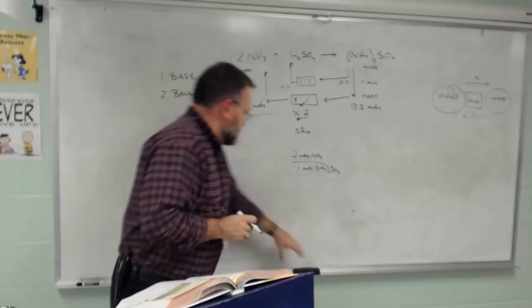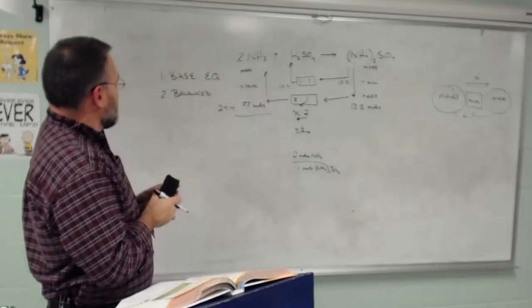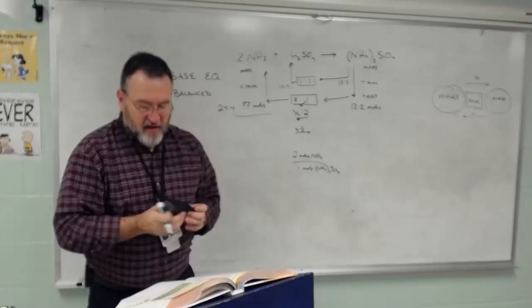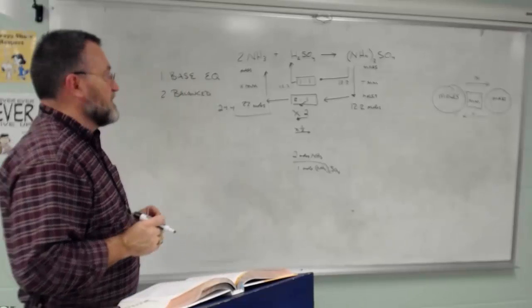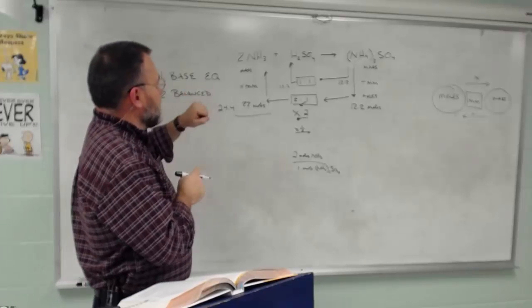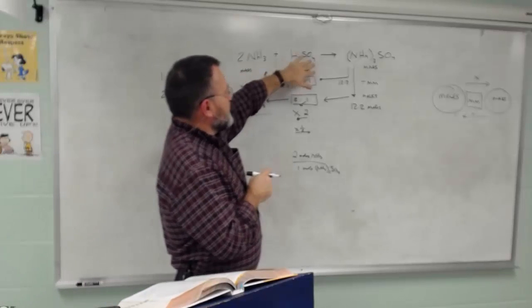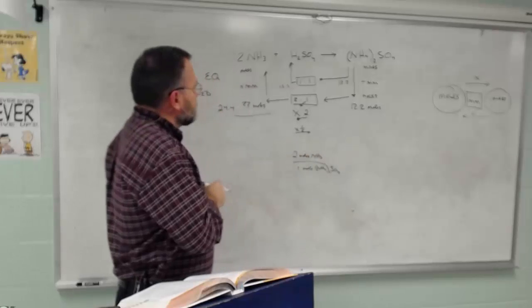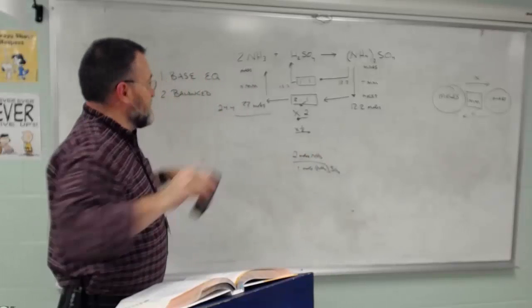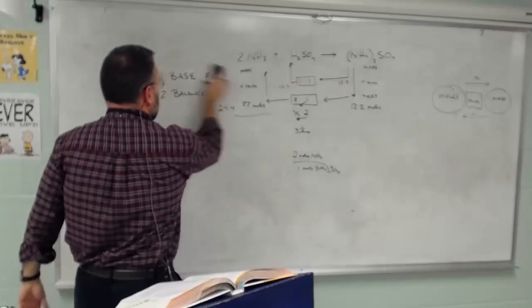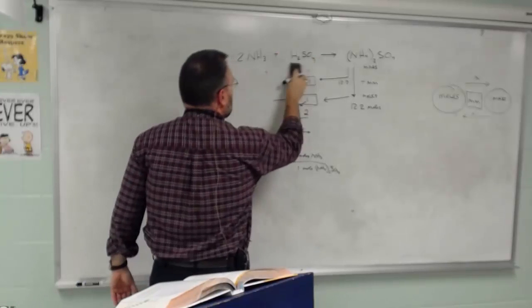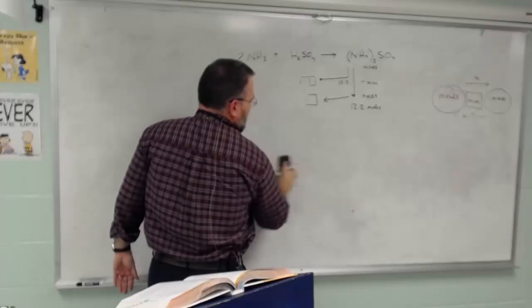Now, the next section in our book talks about this idea of limiting reactants and excess components. If we use this same formula here, we're using the ammonia and the sulfuric acid to make ammonium sulfate. I'm going to erase some of this other stuff. Is it okay to erase this, those of you taking notes? Okay. Let me get rid of this. This idea of limiting reactant.